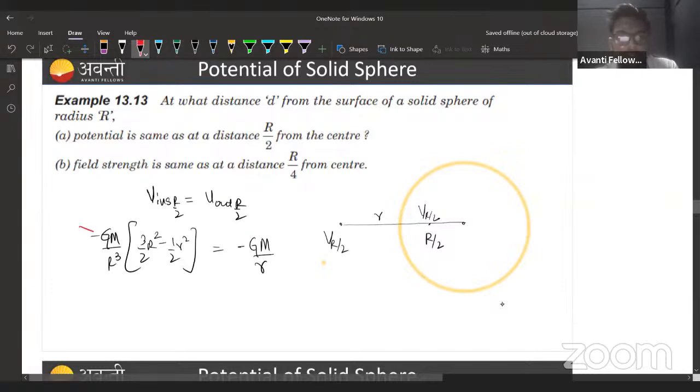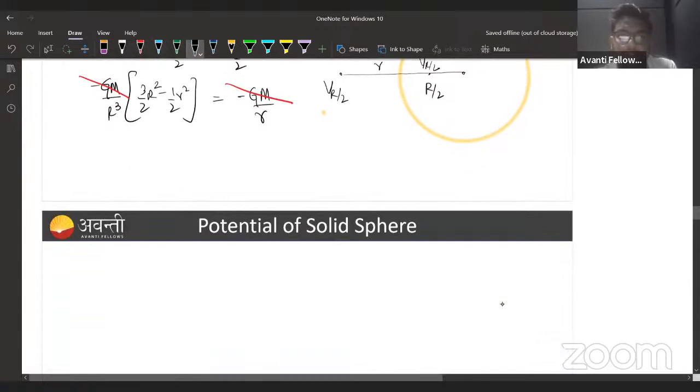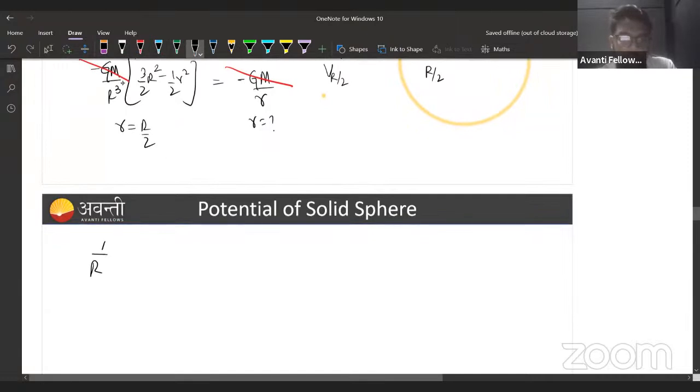Now some things will cancel out: minus and minus GM get cancelled. The value of small r for this inside point is R by 2, and the value of small r for the outside point we have to calculate. Just substitute it here. So what will we get? We'll get 1 by R cube, bracket 3 by 2. Can I take this 2 outside? I'll take 2 outside. 3R square minus R square by 4 is equal to 1 by r.